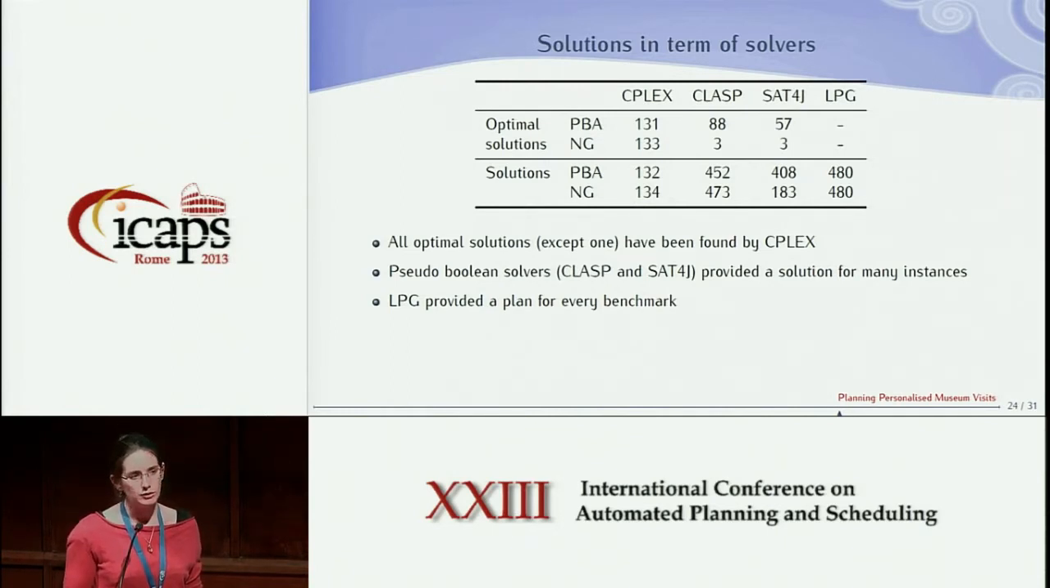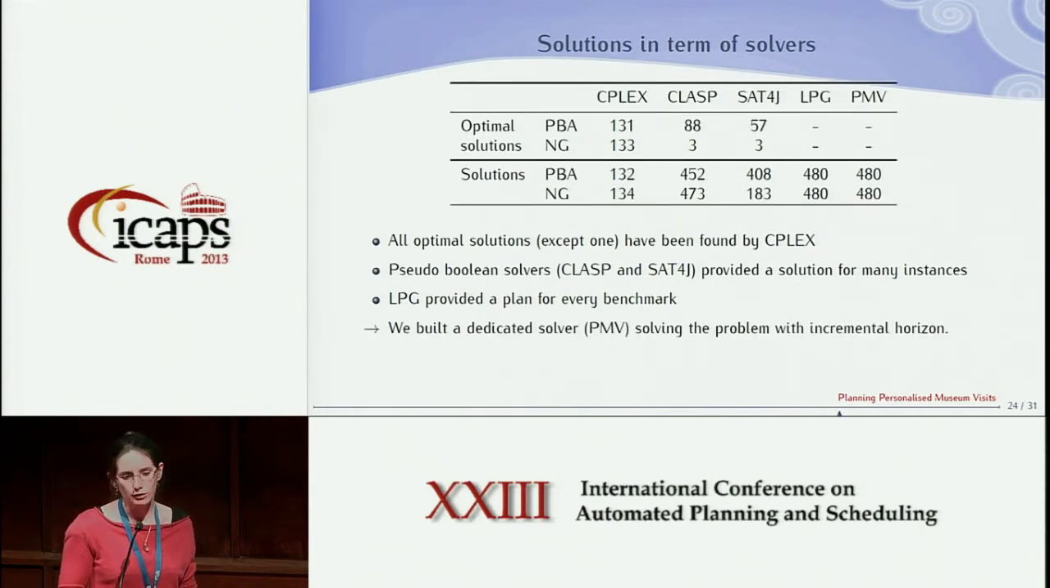We tried to understand why LPG was so good, and we think it's because LPG first looks for low-cost plans. By looking first for low-cost plans, it can get very good scores very quickly. Noticing that, we defined a dedicated solver, PMV, which is based on SAT4J and looks for plans with incremental lengths. And actually, PMV was able to find a plan for every benchmark as well.